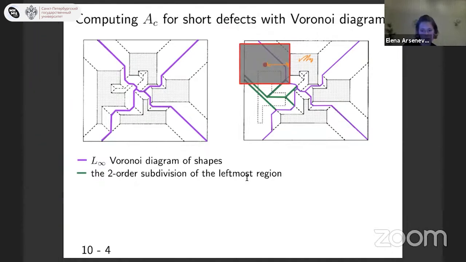So again, I subdivide my space into some equivalence classes for which it's easy to understand. For each point in one region, the size of the minimum square will be very easy to compute, because it's just the L infinity distance to the owner of this region. All right, and that's it. So if I compute my diagram, then it's very easy to compute this AC for short defects.